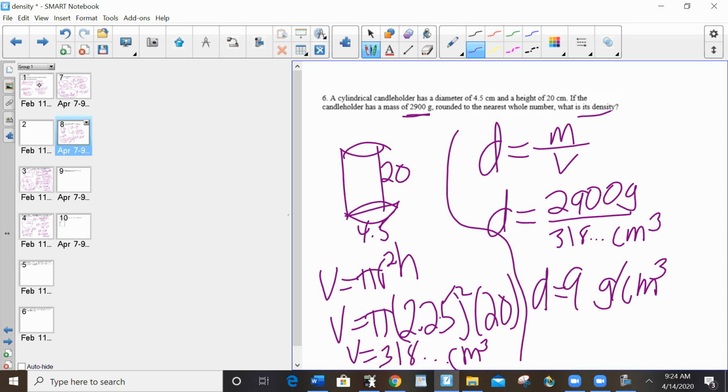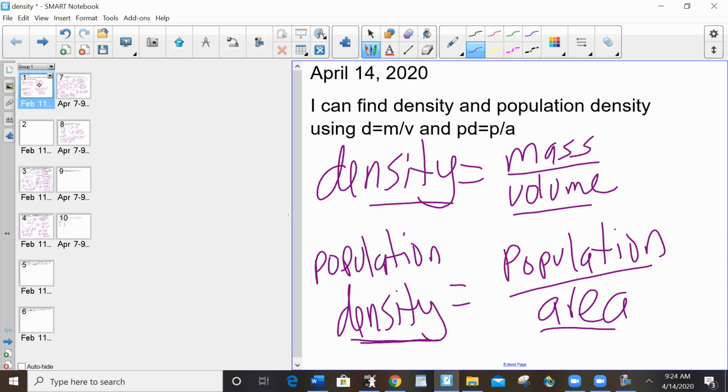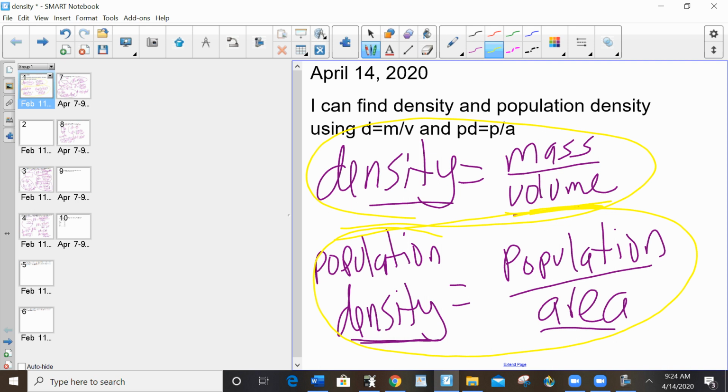So, DMV, PD pi: density equals mass over volume, population density equals population over area. For density, first find the volume, then do mass over volume. For population density, first do area, then just put your population over area. Pretty simple, straightforward lesson. It builds off of volume that we've been doing for a while now.